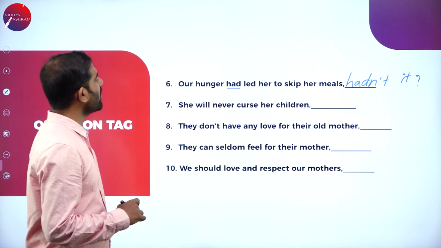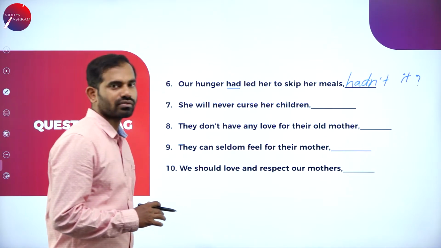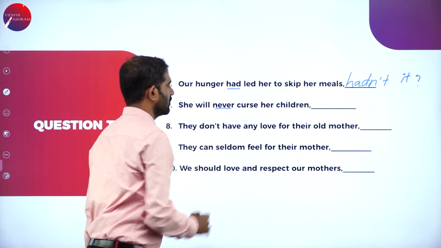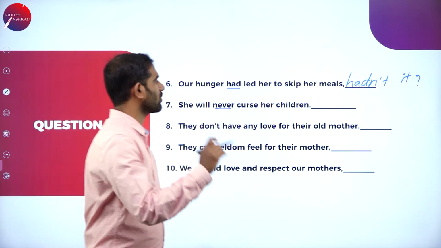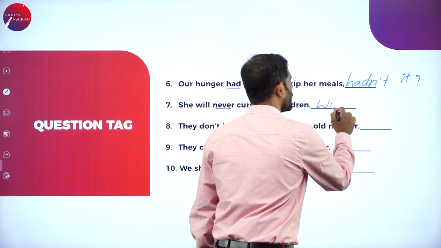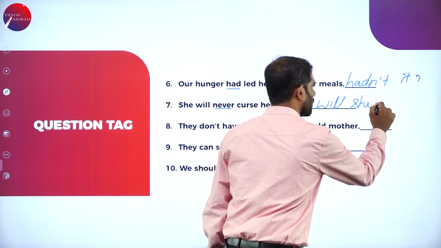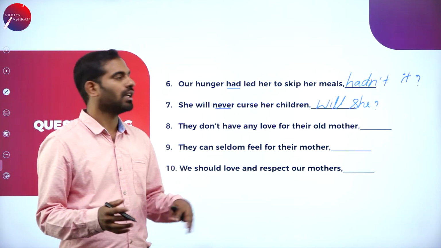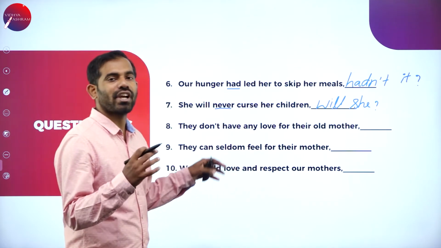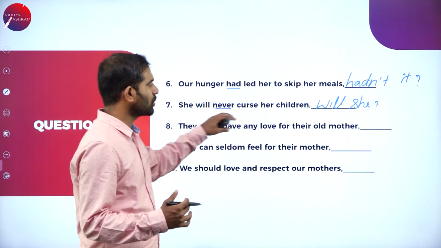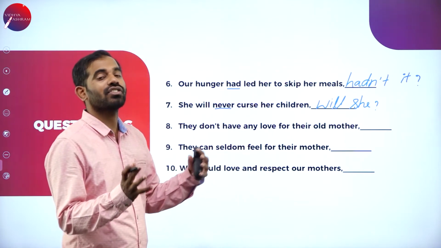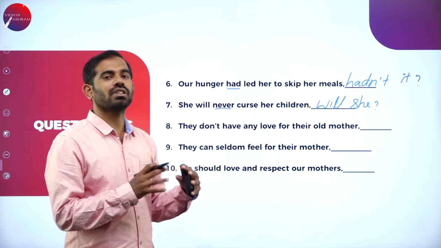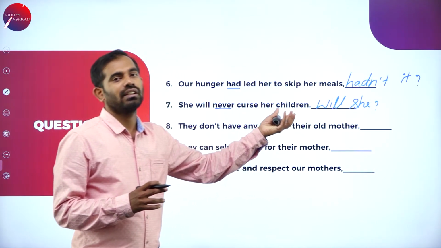Seventh one, she will never curse her children. She will never. It is negative. So the question tag will be positive. Will she? Observing whether the sentence is positive or negative is very important. Once you observe the sentence, try to find the auxiliary verb. Choose the positive auxiliary verb, or change the auxiliary verb into positive if the sentence is negative. If the sentence is positive, then it is negative.